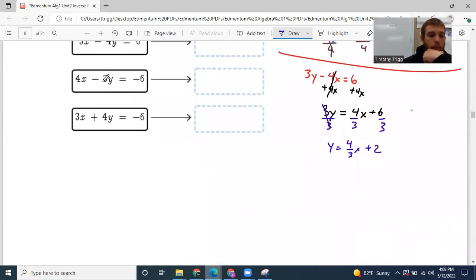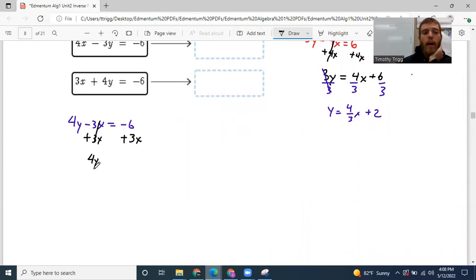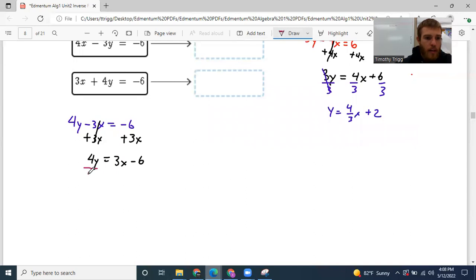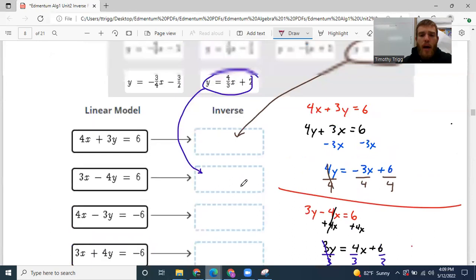All right, 2 more. All right, next one. We're going to swap the x and y right away. So 4y minus 3x equals -6. We're going to add 3x to both sides of the equation, canceling it here on the left. This gives us 4y equals 3x minus 6. Then divide by 4 to get y by itself. This 6/4 reduces down to 3/2. 3/4 x minus 3/2.